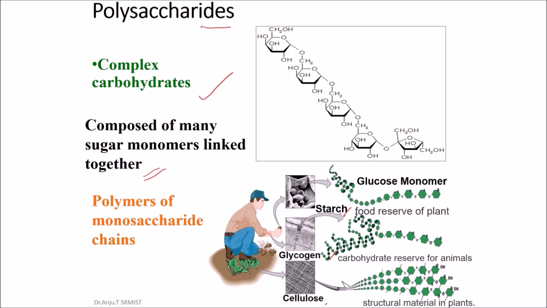Starch is made of many glucose monomeric units linked together. Starch is a food reserve of plants. Glycogen is another polysaccharide. Here also the monomeric unit is glucose, linked together, but the arrangement pattern is different. It has a branched pattern compared to starch. Glycogen is a carbohydrate reserve for animals. It is stored in the human liver. And cellulose is a structural carbohydrate which is rich in the plant cell wall. Here also it is made of many monomeric units, and the arrangement pattern is different.